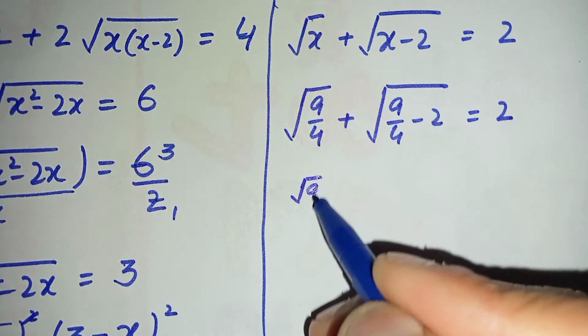Is equal to 2. Now since both sides are equal, it means that x is equal to 9/4 is the exact and correct value of x in this nice square root math problem.